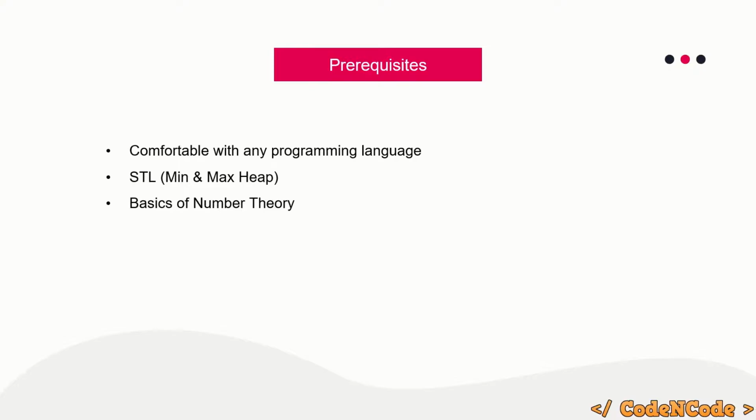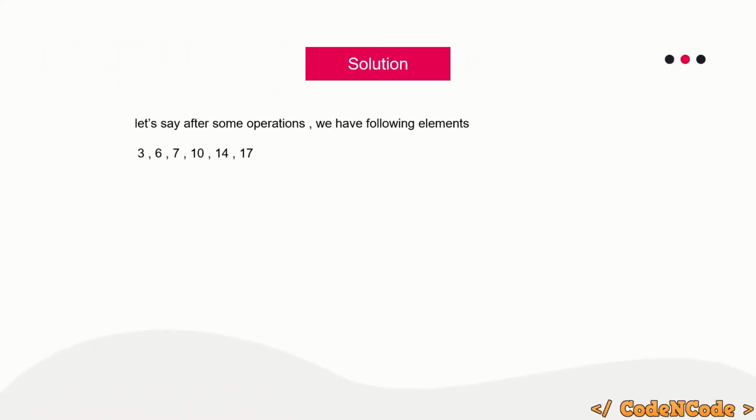To solve this problem, you need these prerequisites. You should be comfortable with any programming language. You need to have knowledge of min-max heap. In C++, you need to have knowledge of STL, in which you can learn about priority queue, using which you can implement min and max heap, and of course very basic knowledge of number theory because of the median. These are the only prerequisites to solve this problem.